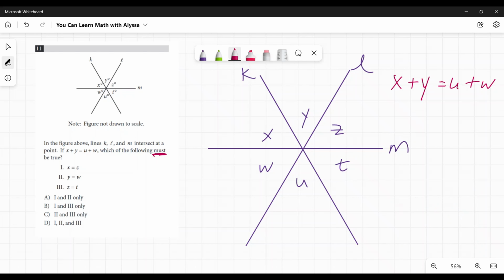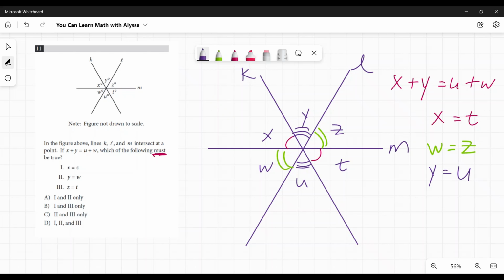So knowing that, we're going to go through and mark this up. Here these 2 are vertical or opposite angles, so I'm going to mark them. And I'm going to write over here, X is equal to T. Then these are the same: W is equal to Z. And last but not least, these are the same. So Y is equal to U.